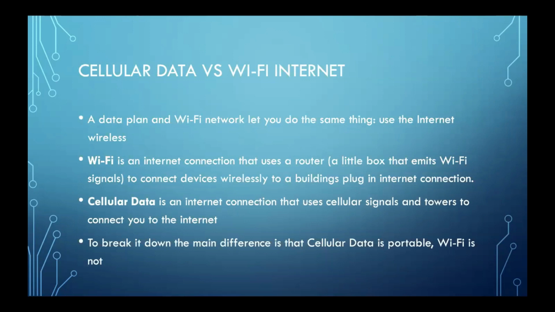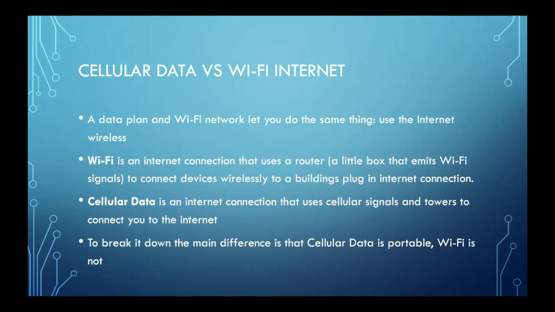So we'll talk first about what the difference is between using cellular data internet and Wi-Fi enabled internet. A data plan and a Wi-Fi network, basically, let you do the same thing, right? They let you use and connect to the internet wirelessly without having to plug in. You need wireless internet because iPads are only capable of connecting wirelessly, right? There's no port in them that allows you to connect to an Ethernet cable in the wall.